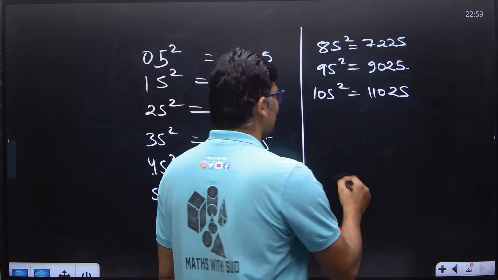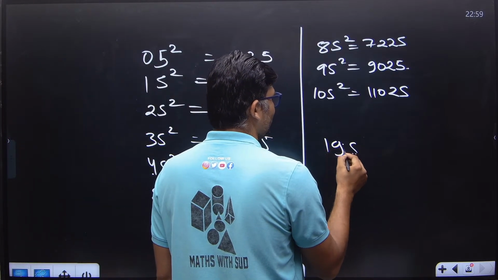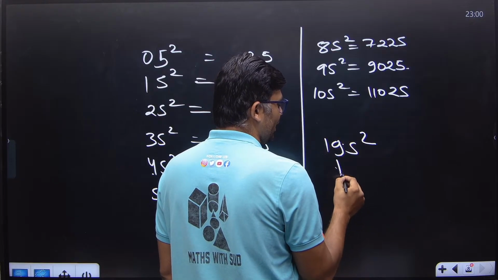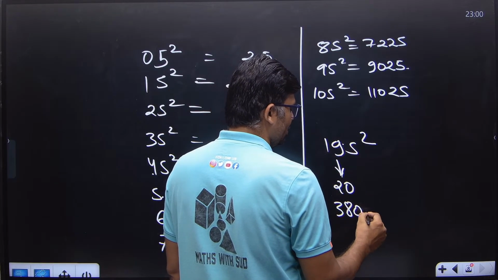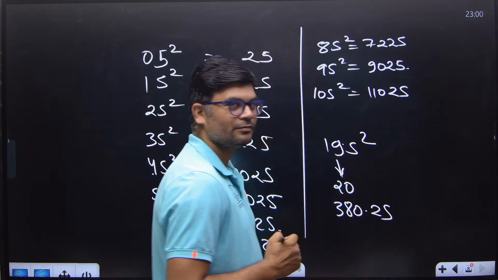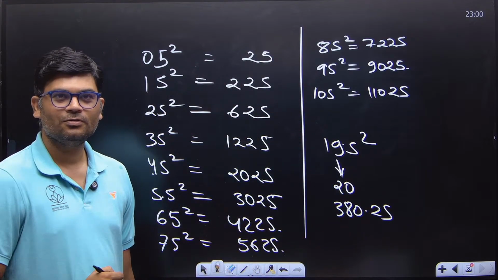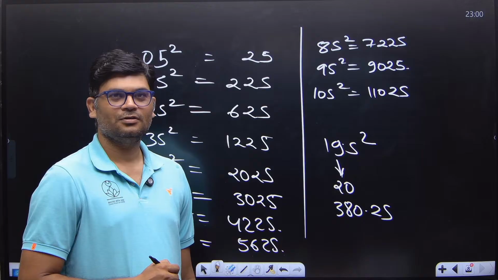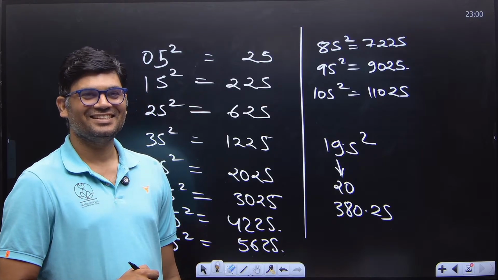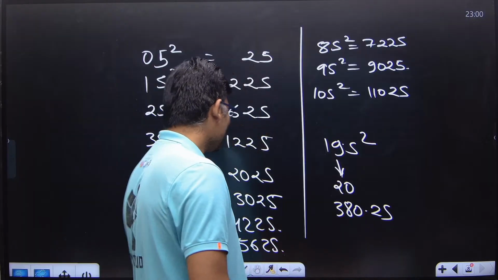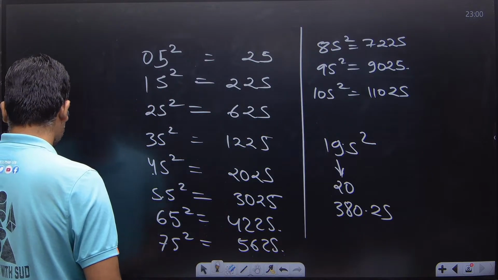So now to find the square of 19.5, 19 will be multiplied by 20, which will be 380, and then you write 25. Easy now? Yeah, that's really easy, actually. Now let's move on to the question again.